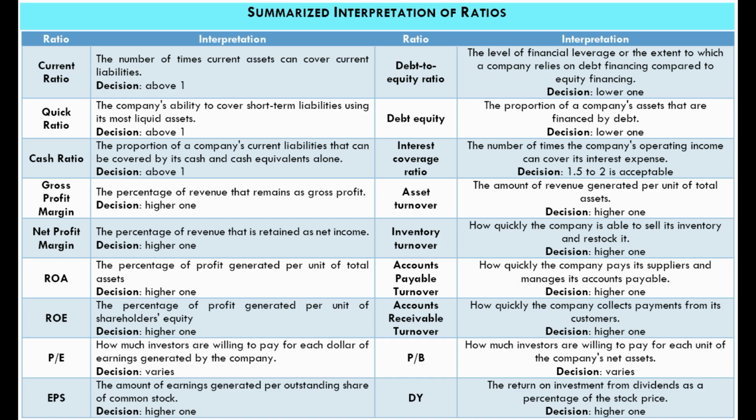Here is a summarized interpretation of ratios, where we can see what the current ratio means and what the decision should be. We can also see quick ratio, cash ratio, gross profit, net profit, ROA, ROE, PE, EPS, debt to equity, interest coverage ratio, asset turnover, inventory turnover, accounts payable and receivable turnover, also price to book value and dividend yield.